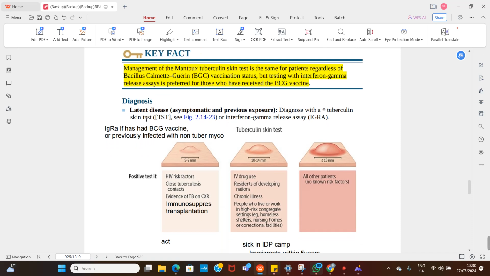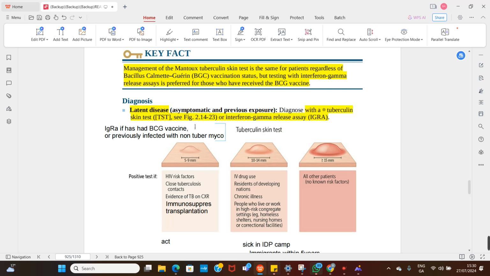Now, how do you make your diagnosis? Latent disease. You have said it. They have the infection, but they are asymptomatic. Two ways: either you do your tuberculosis skin test, or you do your interferon gamma release assay.